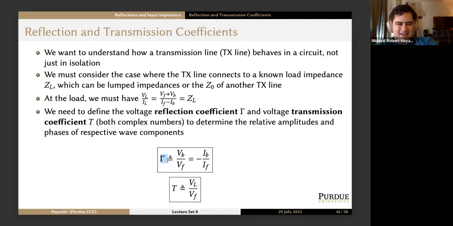So we'll say that gamma is defined to be the backwards traveling voltage over the forward traveling voltage, or just negative the backwards traveling current over the forward traveling current. So it's how much of the voltage gets reflected backwards at you for every bit that you send forward. And that's a complex number, so it can include the phase as well. And the transmission is how much of the voltage goes into the load relative to the amount you send at it, the forward traveling component. And there can be a phase shift associated with the transmission component as well.